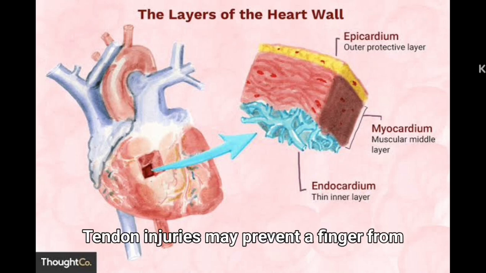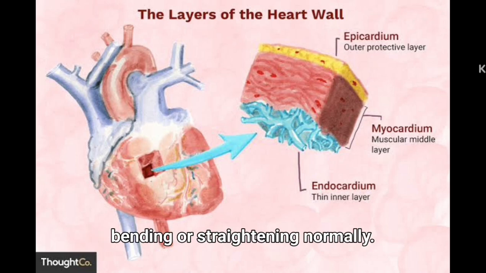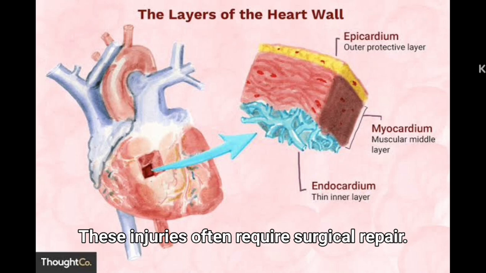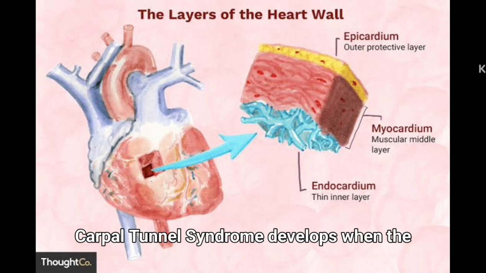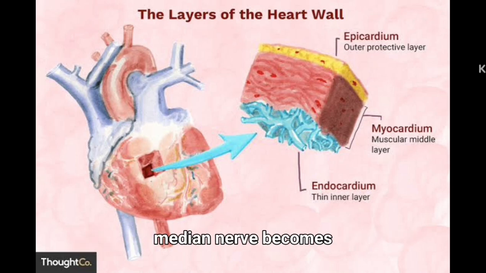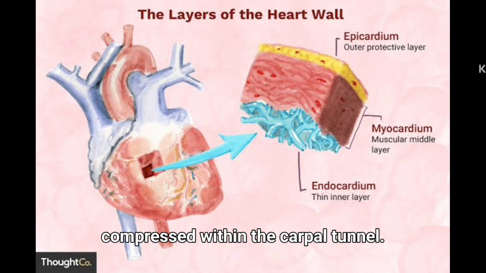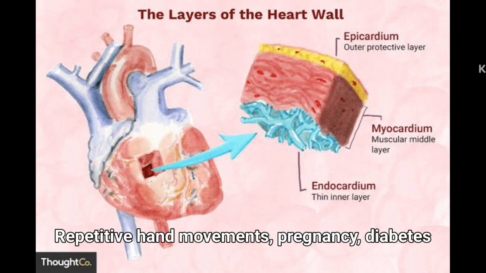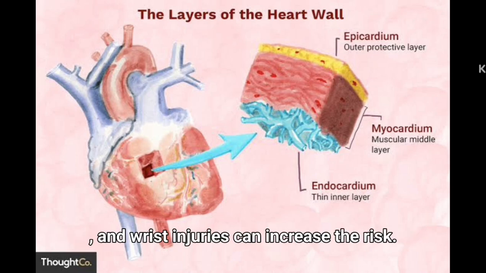Tendon injuries may prevent a finger from bending or straightening normally. These injuries often require surgical repair. Carpal tunnel syndrome develops when the median nerve becomes compressed within the carpal tunnel. Repetitive hand movements, pregnancy, diabetes, and wrist injuries can increase the risk.